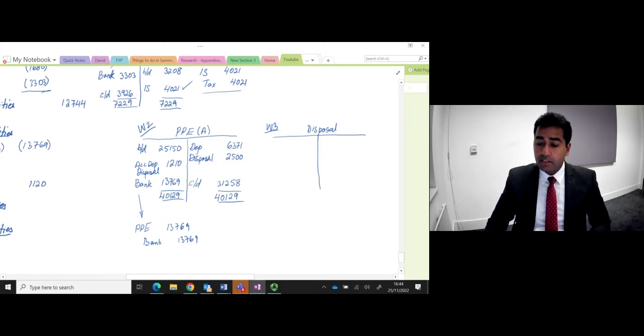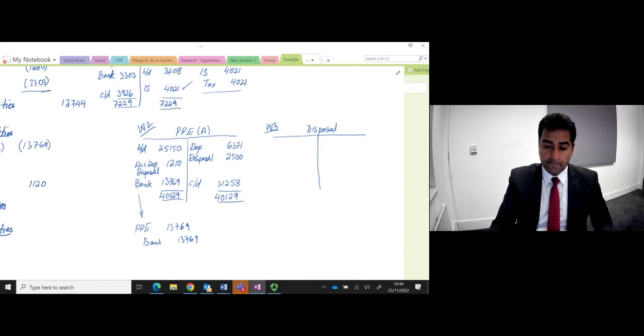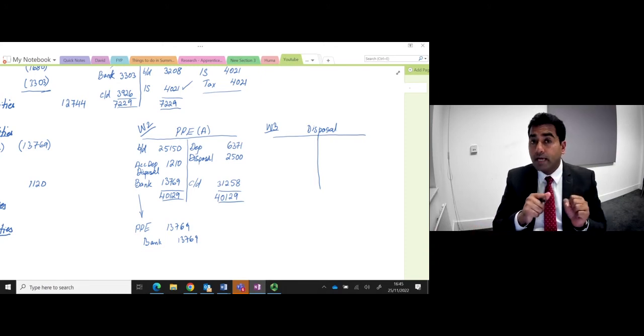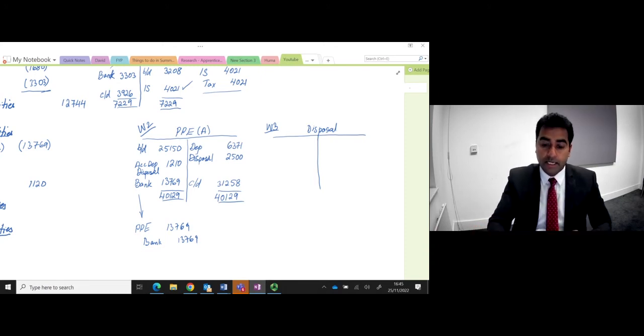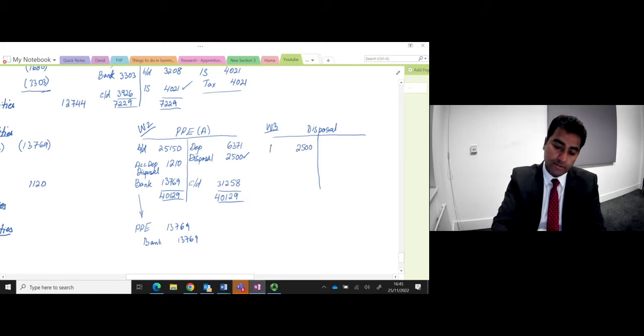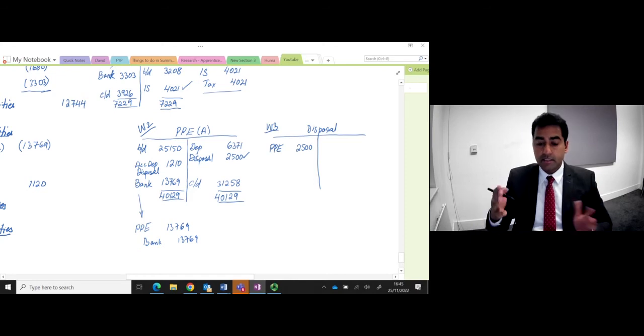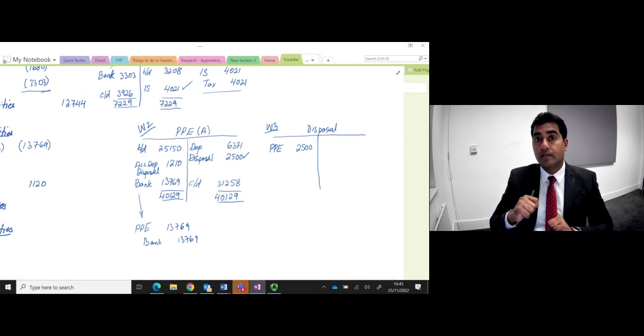Remember, when we record the disposal, we have to pass a double entry, and the double entry is remove the asset from the property, plant and equipment. That's why I credited it. So if I credited it, I need to debit it in another account, which is 2500 disposal account, property, plant and equipment. So now you can see the double entry: disposal account debit, property, plant and equipment account credit.